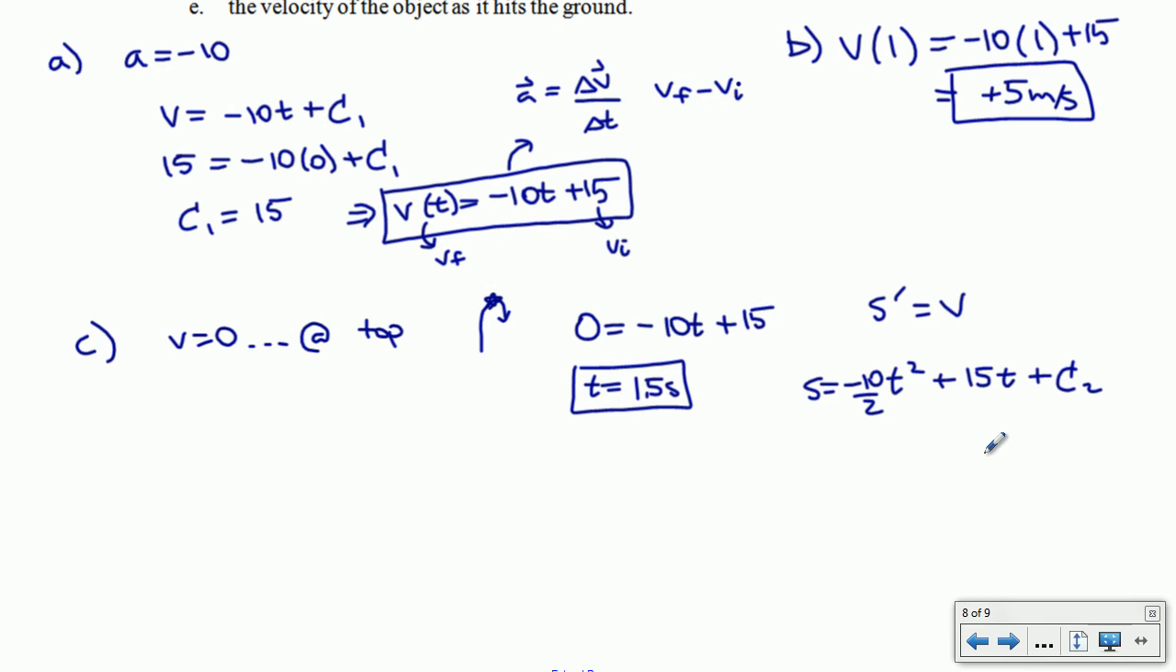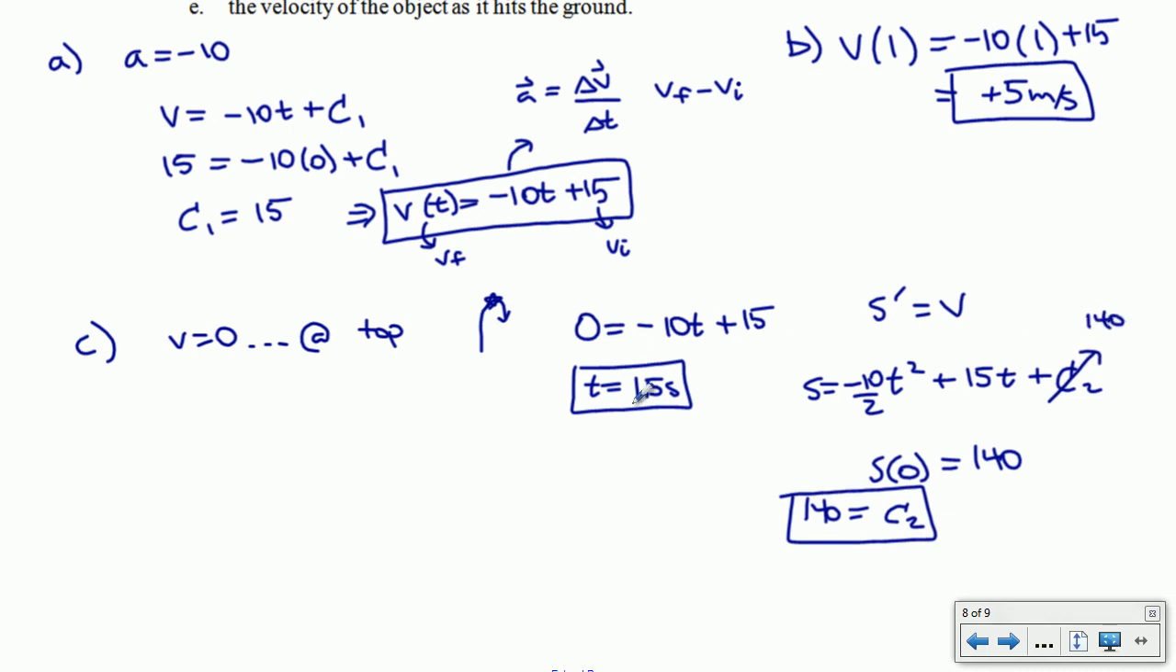So before we continue and determine what the maximum height is, we need to figure out what c2 is first, and we'll need some extra information. So at time 0, the initial height is 140 meters. So with that, when time is 0, the height is 140. So we can sub 140 in for s and 0 in for t, and basically we figure out that c2 is 140. And now we have a complete picture of the displacement function.